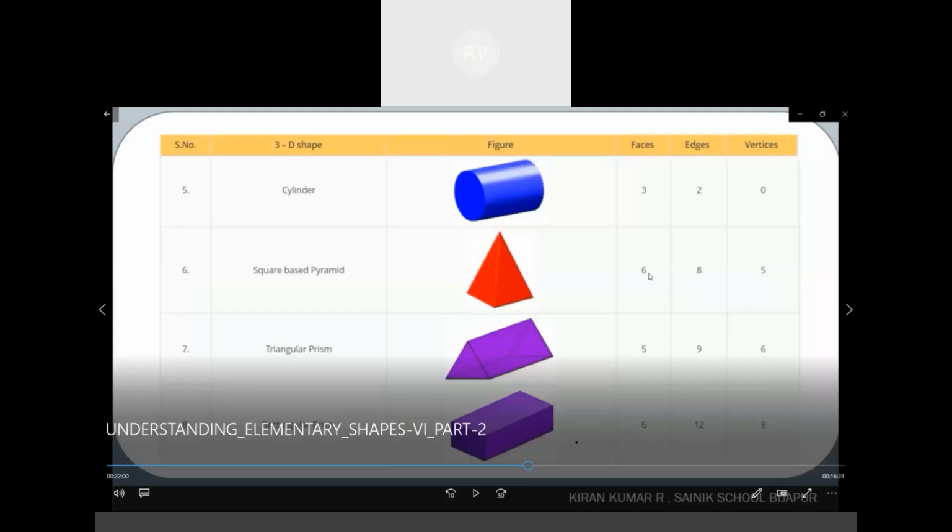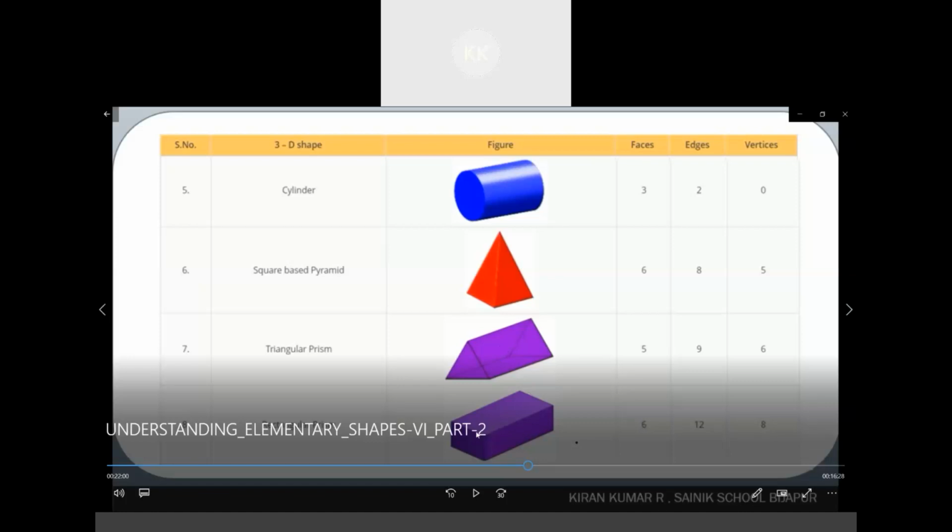You just observe here. It's clear. There is a mistake in the 6th one. In a square-based pyramid, there will be 5 faces. Faces is equal to 5. Somebody was asking what is the meaning of prism. This is the shape of a prism. Even a cuboid is a prism.